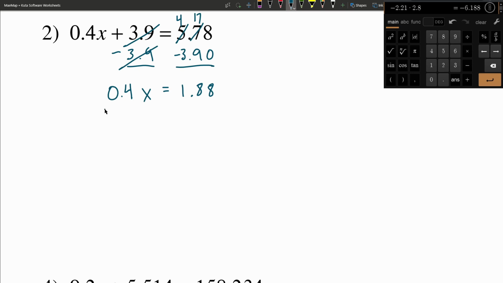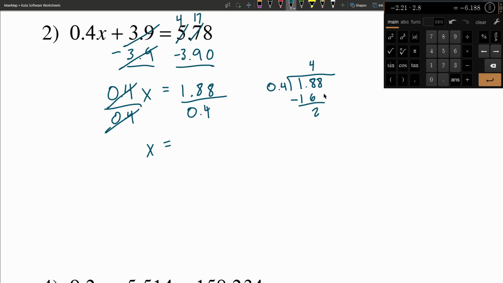What's my last step? Just to divide by that 0.4, because when I do so, 0.4, 4/10, divided by 4/10 equals 1, and 1 times x equals x. So we'll have x equals 1.88 divided by 0.4, which if we do this division out longhand, 4 doesn't go into 1, but it goes into 18, and that's 4 times, so that would be 16. Subtract that, that's 2. Bring down the 8, 4 goes into 28, 7 times. And don't forget our decimal. So x is equal to 4.7 for number 2.